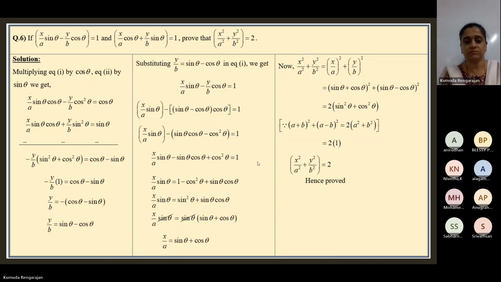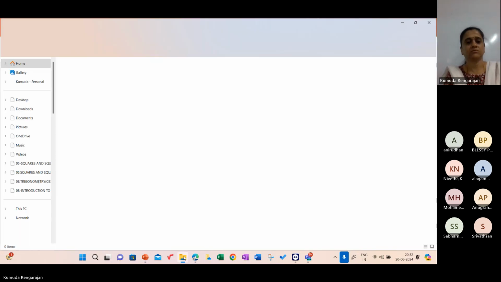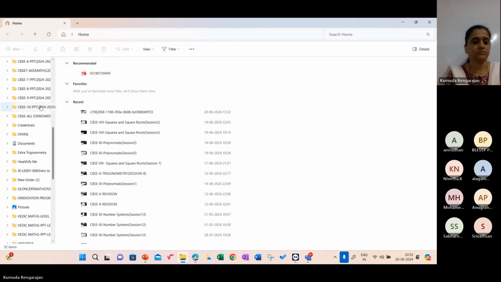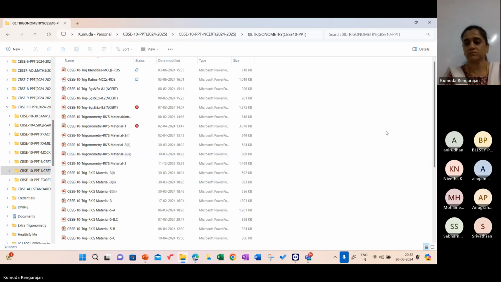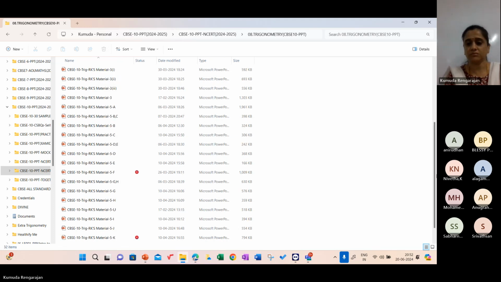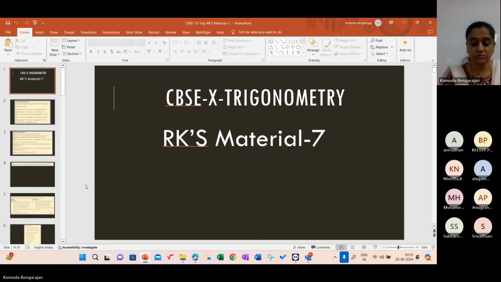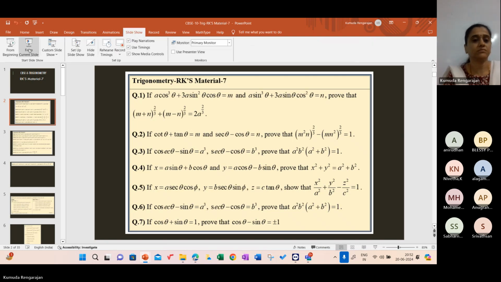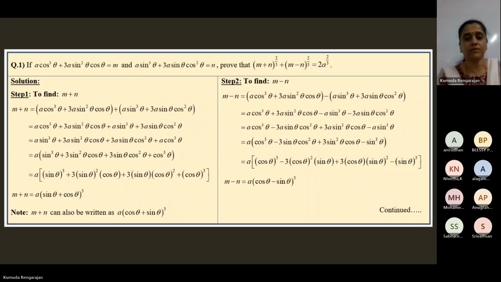Okay, next one. Look at this one. So there's a lot of exponents used here. Exponents meaning the laws of exponents used here.